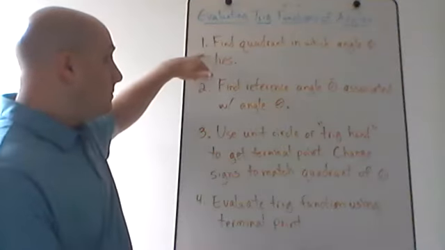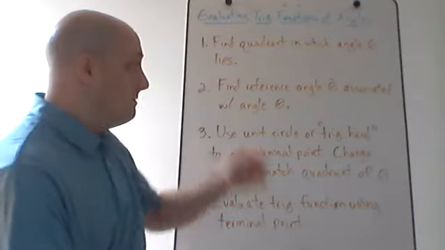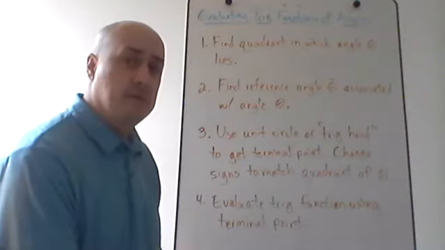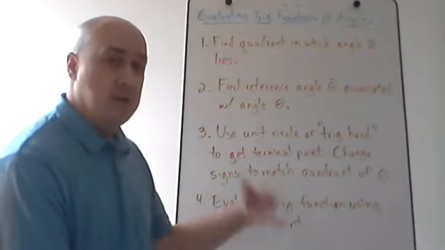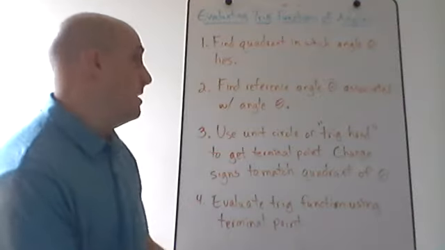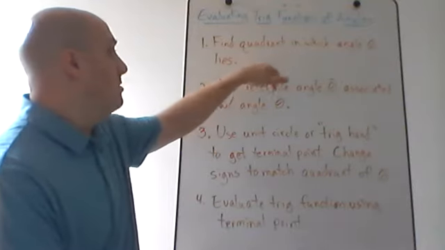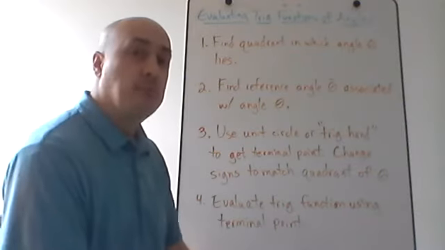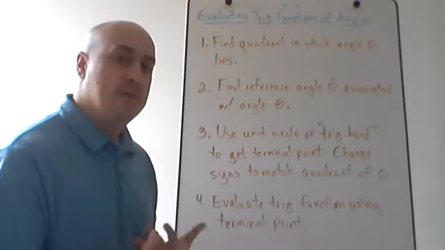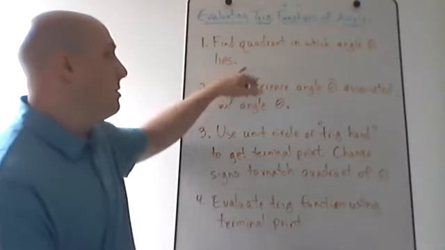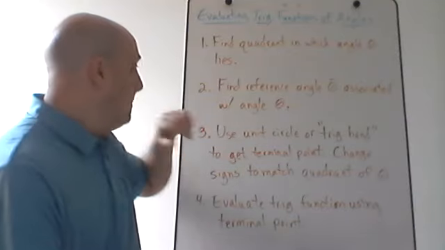Alright, so the first thing we do when we want to find the sine of 345 degrees or cosine of 240 degrees or something like that, is find the quadrant in which the angle theta lies. So we want to find the terminal side of that angle. In which quadrant is that terminal side going to be? So we want to figure out the quadrant first.